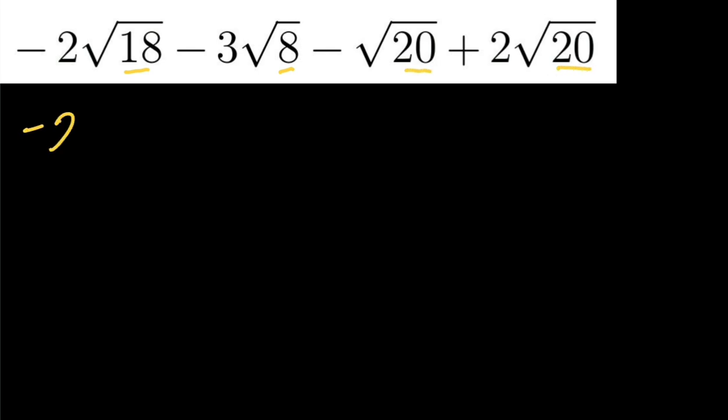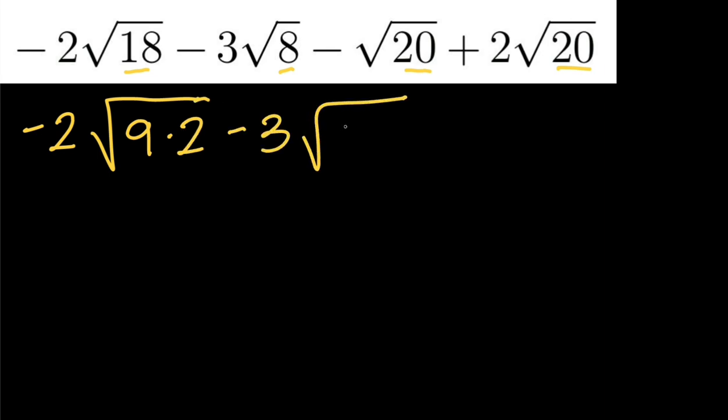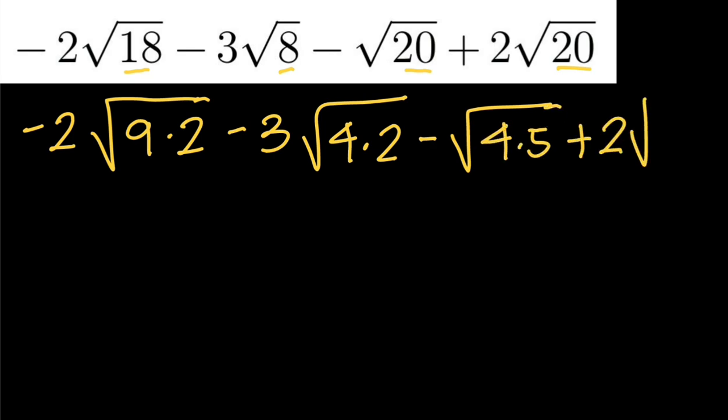So this is negative 2 square root of 18, where 18 can be factored as 9 times 2, minus 3 square root of 8, which can be factored as 4 times 2, minus square root of 20, which can be factored as 4 times 5, plus 2 square root of 20, which can be factored as 4 times 5.